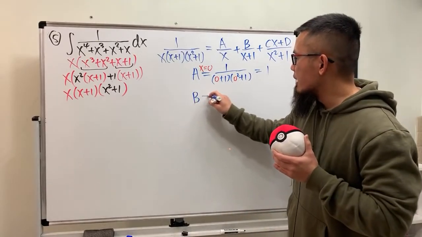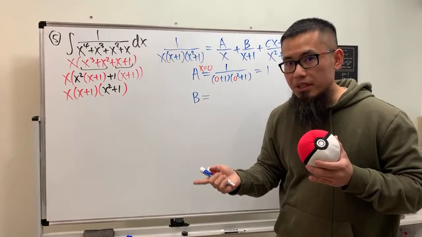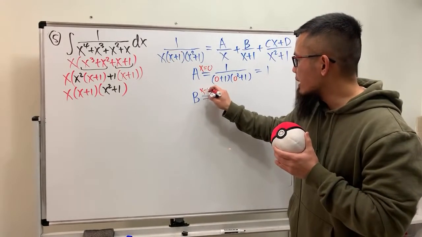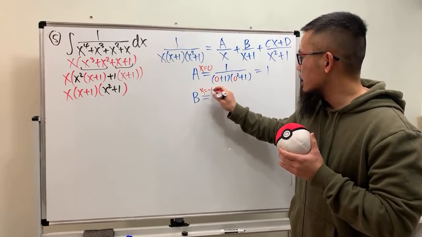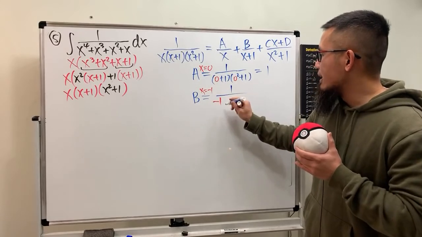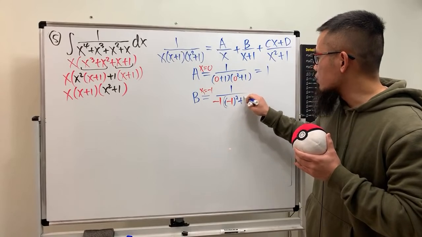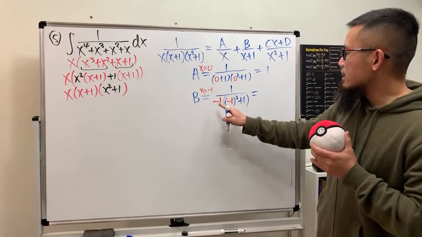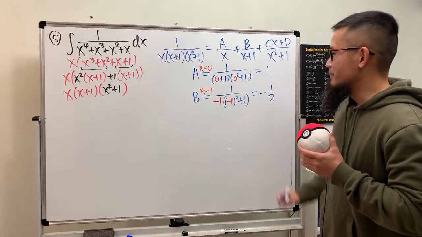B, well, cover up the same denominator. X should be negative 1. So let's write that down. And then we are going to put this in here and here. So we get 1 over negative 1 times negative 1 squared plus 1. And this is 2. 1 plus 1 is 2, and then times that, which is negative 1/2.